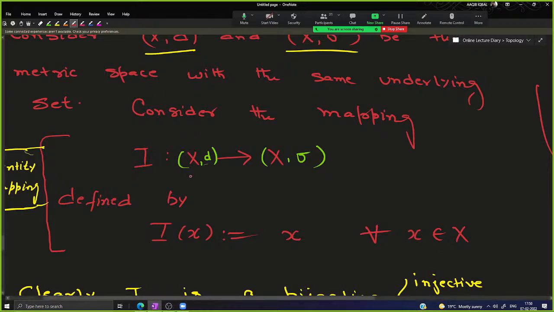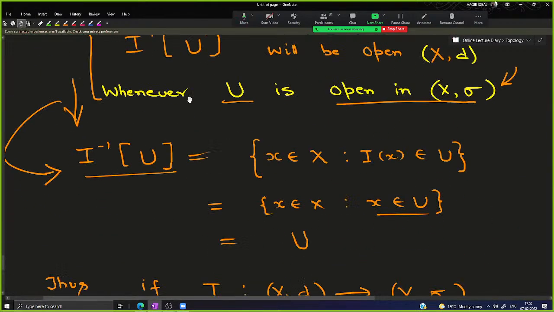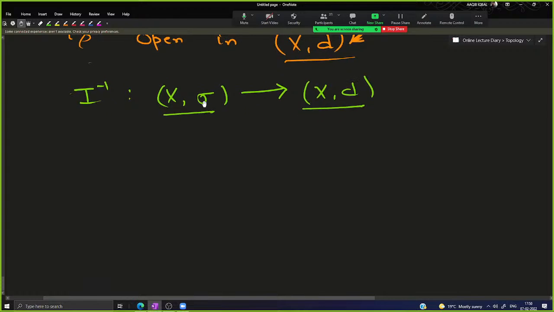The domain of I is XD, whereas the domain of I inverse is X sigma. So if you are looking at these mappings as mappings acting between two metric spaces, then these are different mappings. Yes, if you are simply interested in the function rule, then I and I inverse are the same. I am saying again, if you are only interested in the rule of the functions, then I and I inverse are same. But if you are looking at them as mappings acting between two metric spaces, then these are different mappings. I is not the same as I inverse if you are looking at them as mappings acting between two metric spaces.